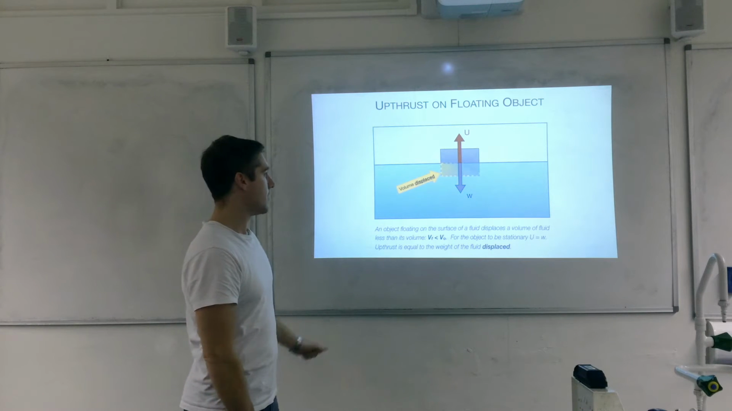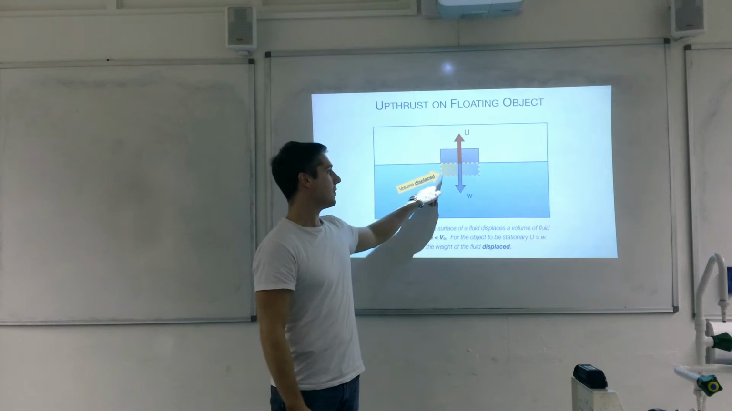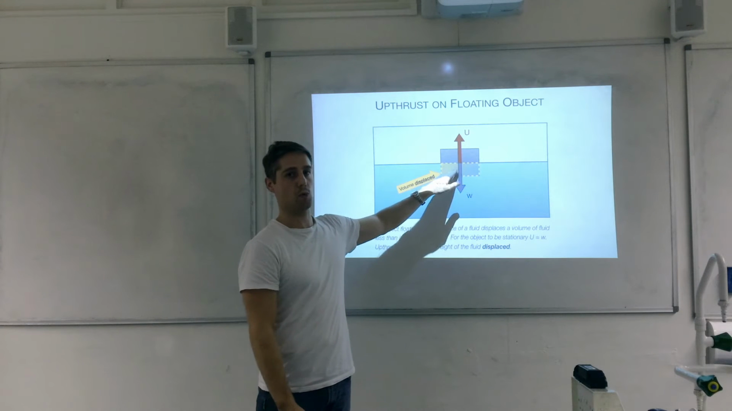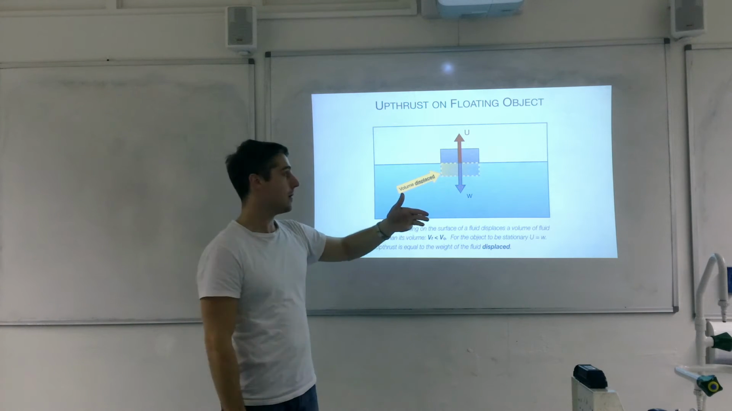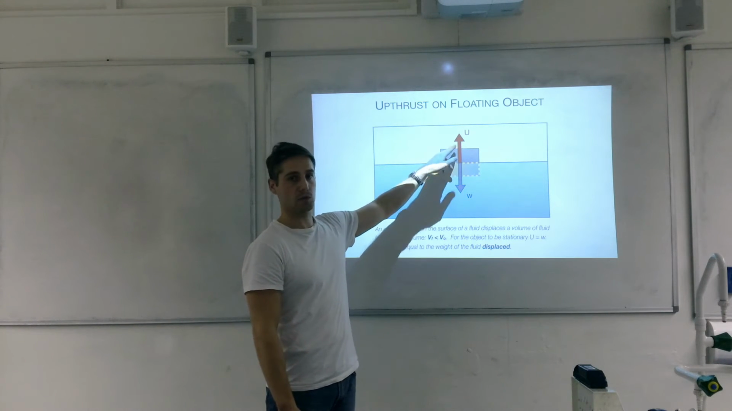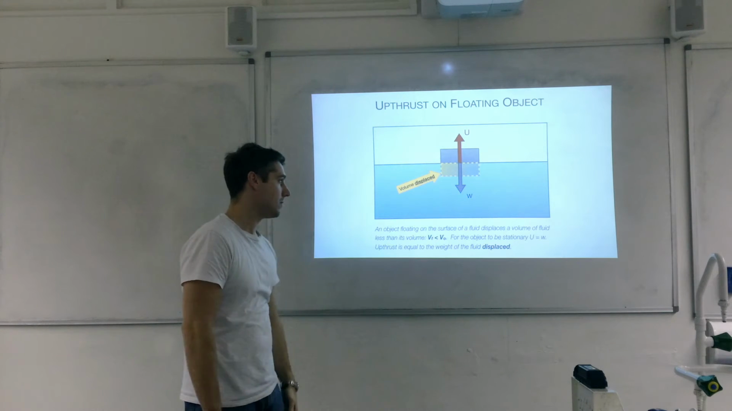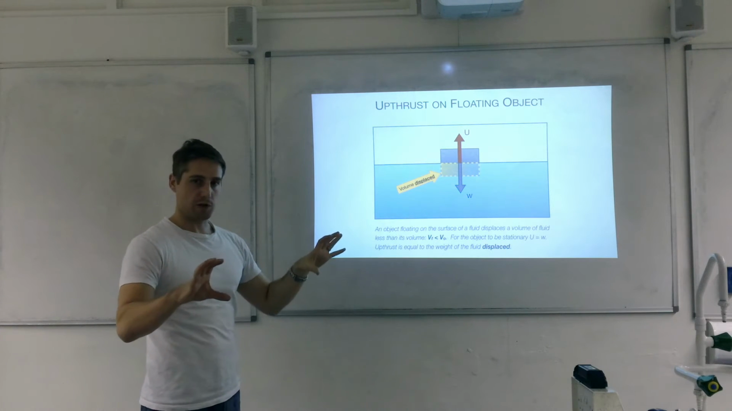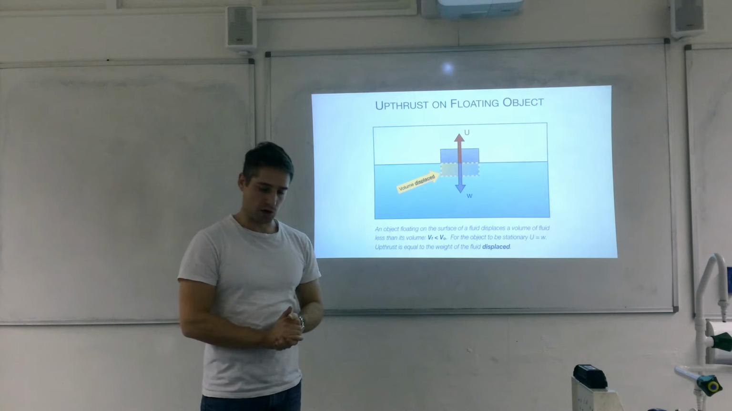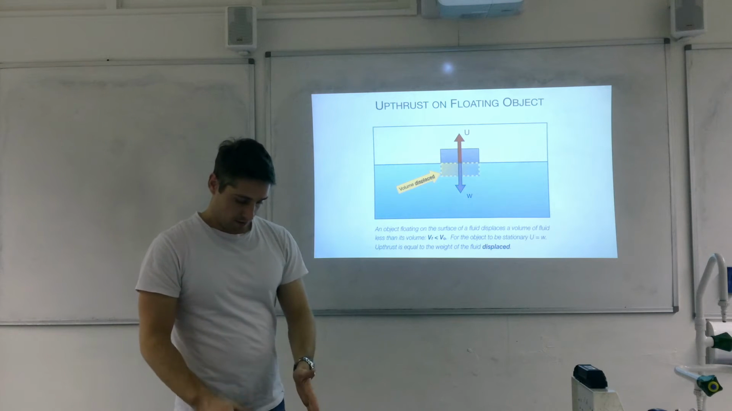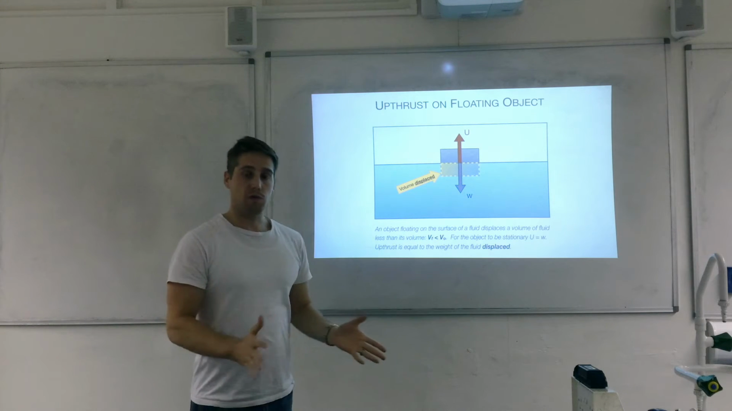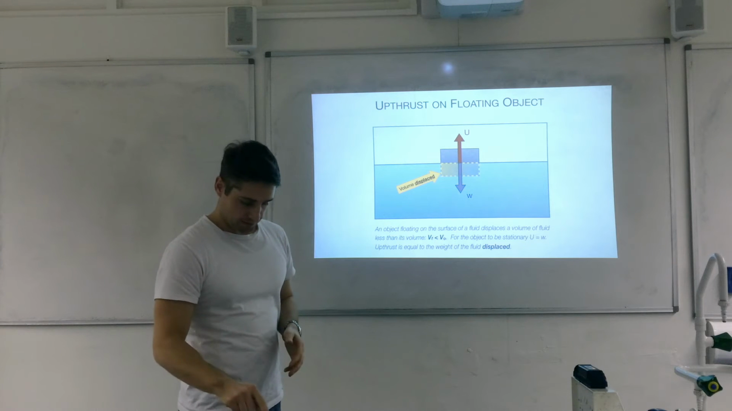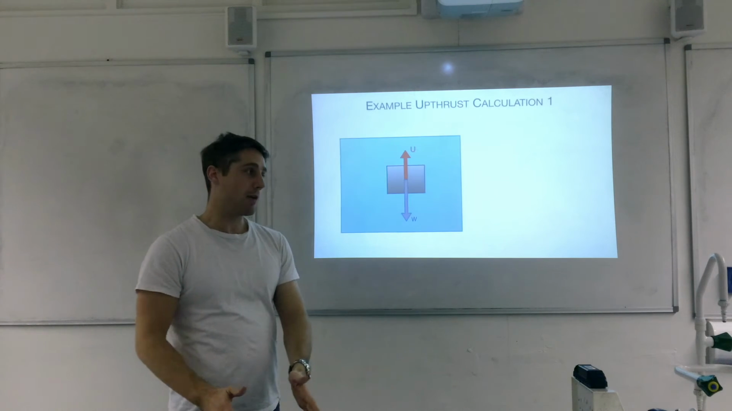So what you need to know there is how much of the fluid was displaced. You could then work out the weight of that, that's equal to U, and you can generate your equations then, and solve for the thing that you don't know. So those are some general principles for dealing with upthrust problems. Let's do an example calculation.